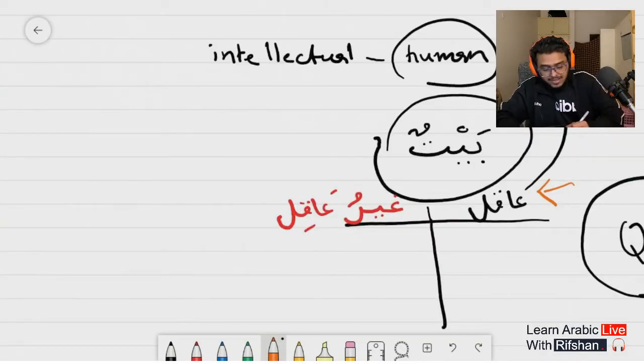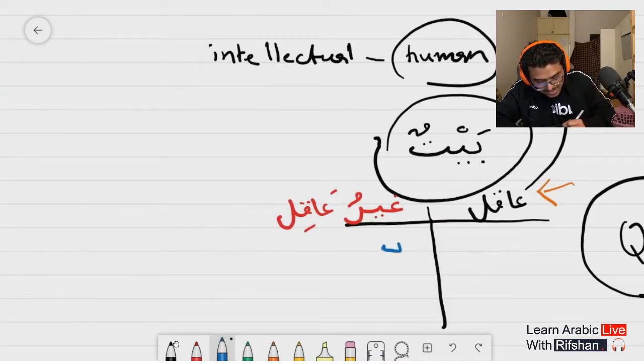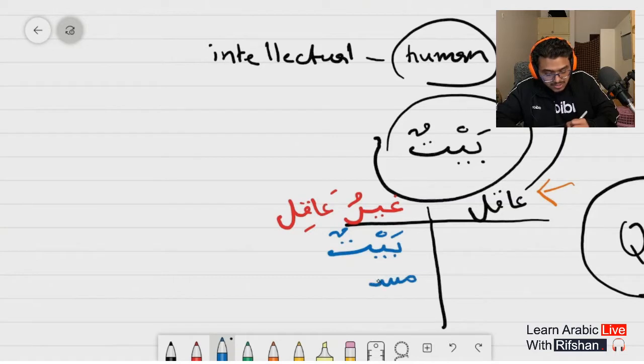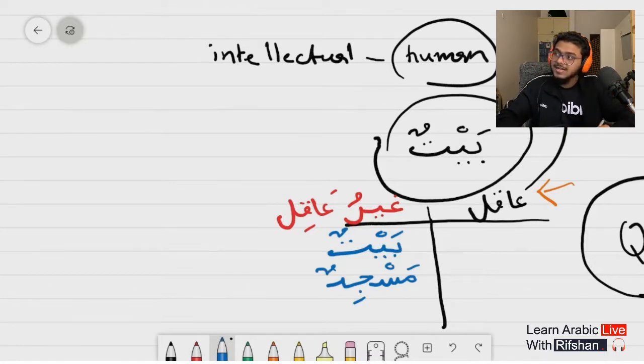So in the ghayru aqil side, we can write baytun. Okay. What's the next word? Masjidun. Right? The next word is masjidun. That's also really simple. Masjidun falls under which category? Masjidun also falls under the ghayru aqil category. What is the next one?